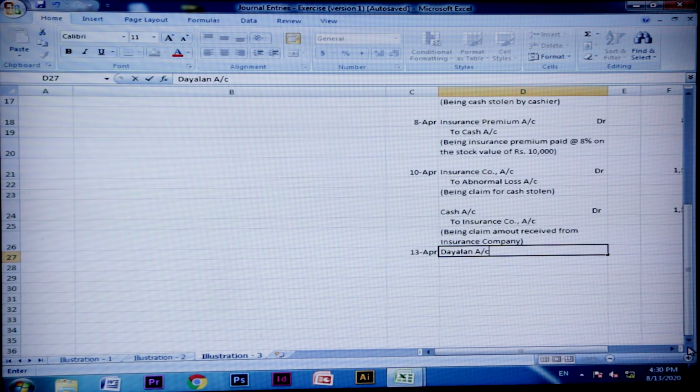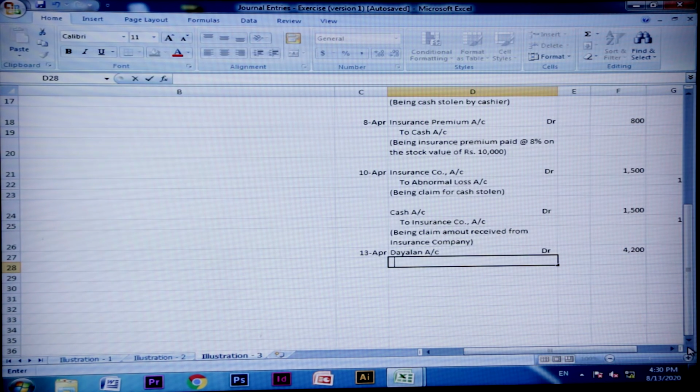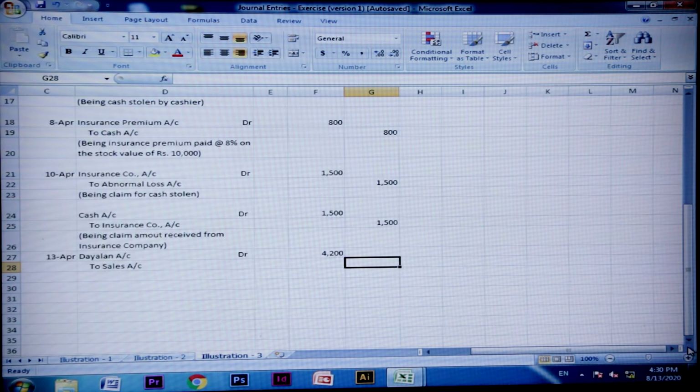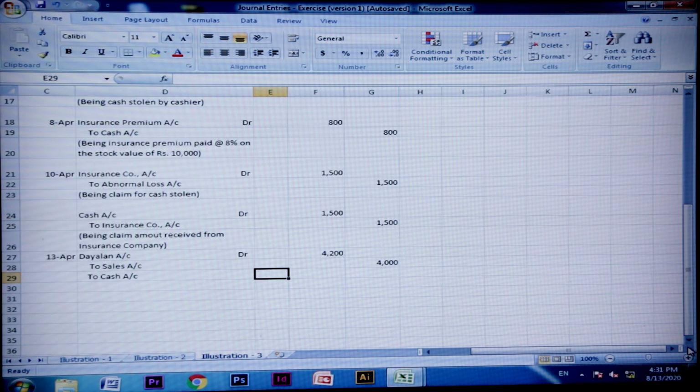Dayalan account debit. Here the sale value is 4,000, but we are debiting his account by 4,200, including the freight we have paid for him. As we are paying the freight on behalf of Dayalan, we need not debit the freight account; we have to debit Dayalan account. So you have paid the freight by cash, so credit cash account by 200.